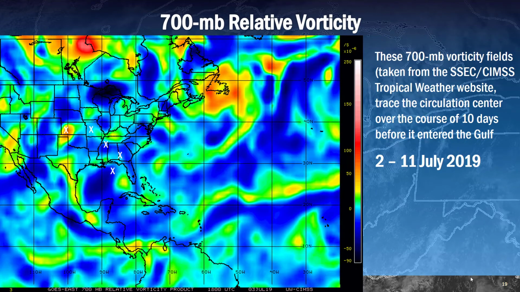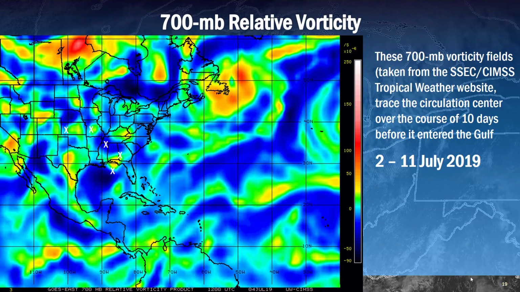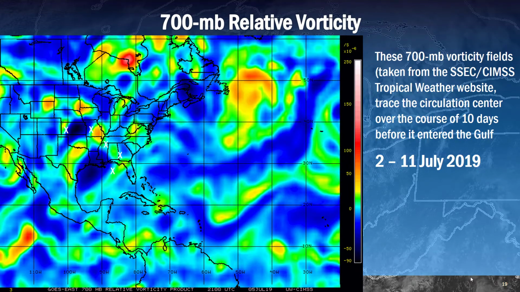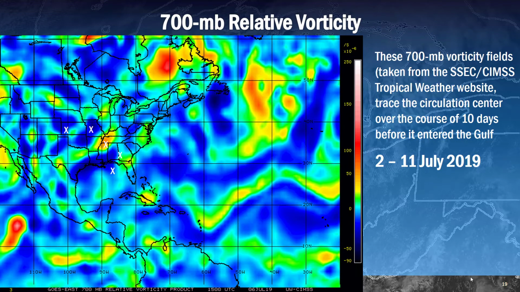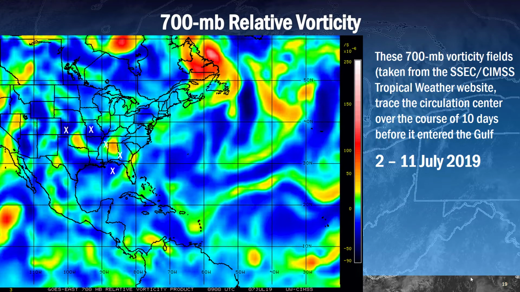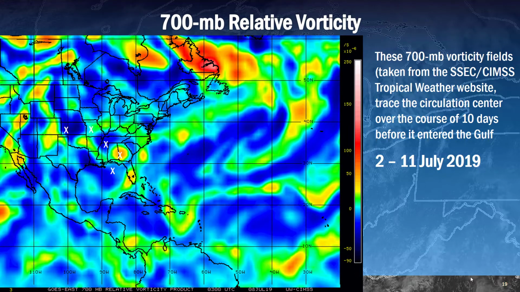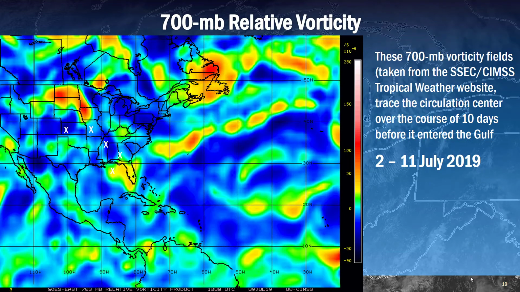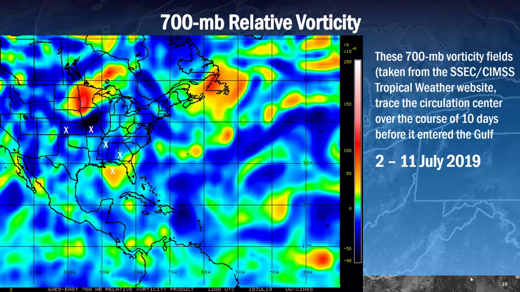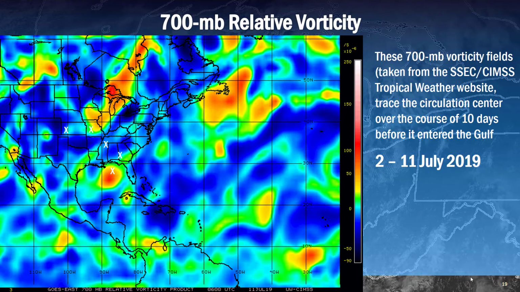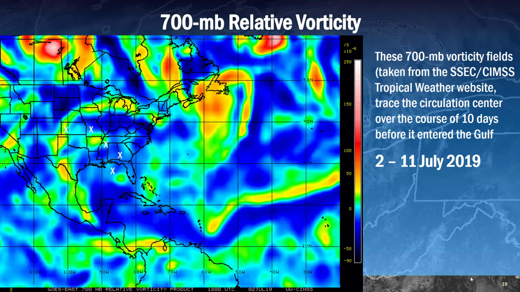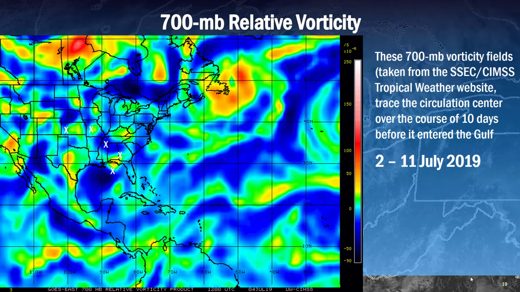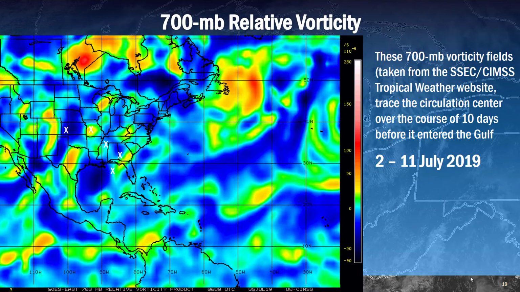These are 700 millibar vorticity fields taken from the SSEC SIMS tropical weather website, and they trace a circulation center over the course of 10 days before it entered the Gulf of Mexico. So I've put X's on top of this image to trace out how that circulation center is moving. Starts in Kansas, moves into Missouri, then southeastward into Alabama and Georgia before emerging in the Gulf of Mexico, where it becomes a tropical depression, and then Tropical Storm Barry. I'll let it run one more time so you can trace it out.